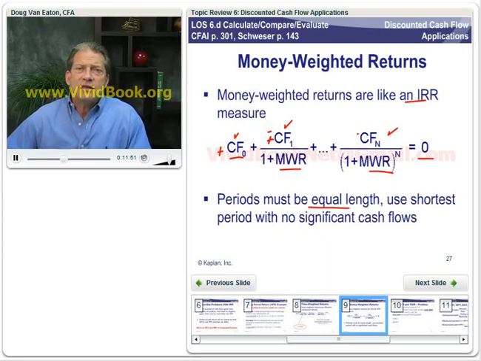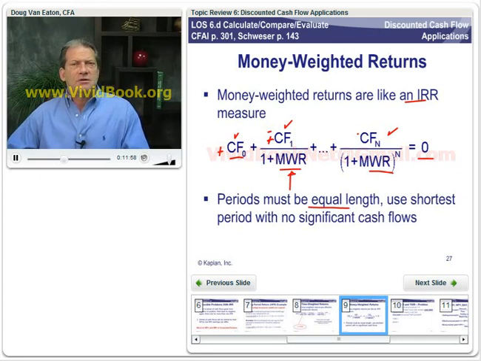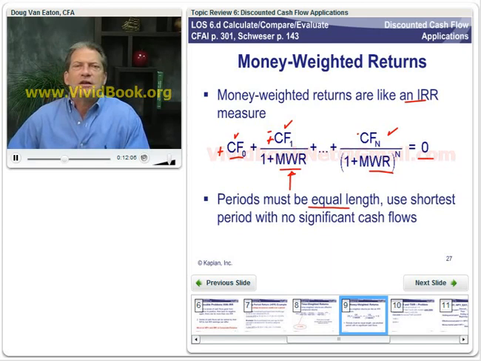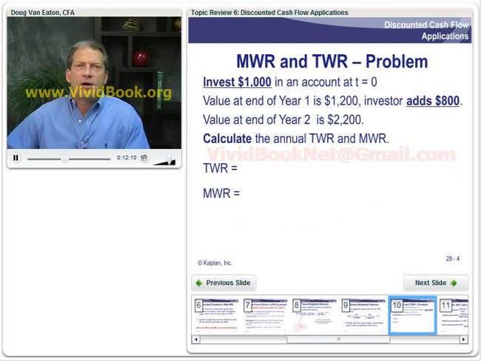The reason they need to be of equal length is because we're solving for a rate of return, and that rate's got to have a time dimension. So that's got to be a monthly discount rate, or an annual or semi-annual, or every 85 days, whatever fits the problem. So let's look at a problem here.